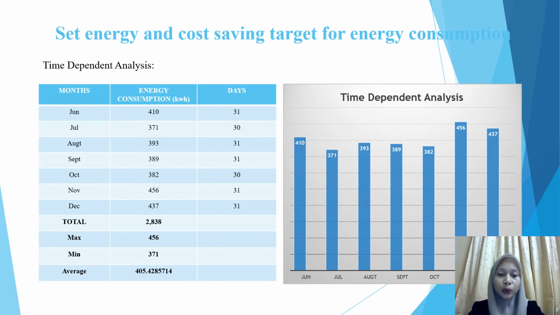2,818.8. So based on the graph, we see in November there is a maximum total use, and in July the minimum is 3,317.1. So based on the graph, we get the average is 4,005 kilowatt hour.